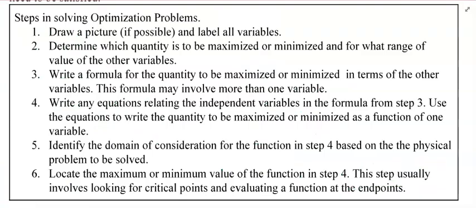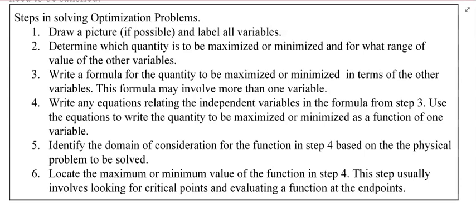Let's look at our steps that we use to solve the optimization problem. In general, what you want to do first of all is to draw a picture, if possible, and label all variables. Step 2, determine which quantity is to be maximized or minimized and for what range of the value of the other variables. 3, write a formula for the quantity to be maximized or minimized in terms of the other variables. This formula may involve more than one variable.